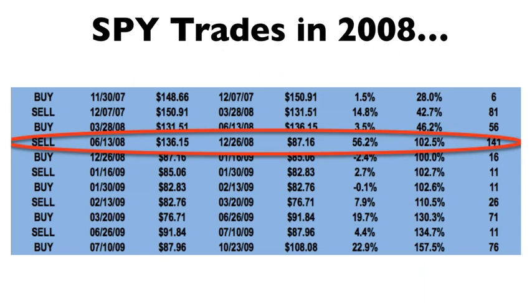In 2008, when the market melted down, if we go back and look at the actual trades that we generated, we were bearish from 6/13/2008 till the end of that year. If you look at the SPY, we would have been up 56.2% on that exact trade. So that's the huge advantage of not just trading long, not just trading for the market to go to the moon, not just trading for the market to go up in an infinite fashion, but taking advantage of market direction when the market sells off.